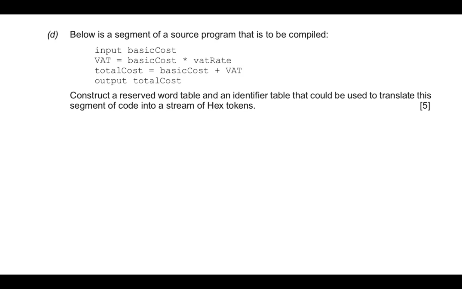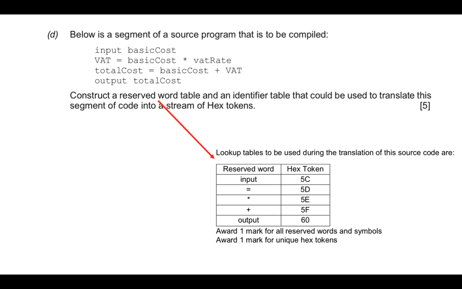We've got a question here that says, below is a segment of a source program that is to be compiled. You get some code, and it asks you to construct a reserved word table and an identifier table that could be used to translate this segment of code into a stream of hex tokens. Reserved words are words that are reserved by the programming language. So you've got to go through the code, take all the words that are going to be set by the language itself and put them in a table. So things like input, equal symbol, the multiplication symbol, plus, output, they're all the language's. They own them, not us, so we can't use them because they are reserved.